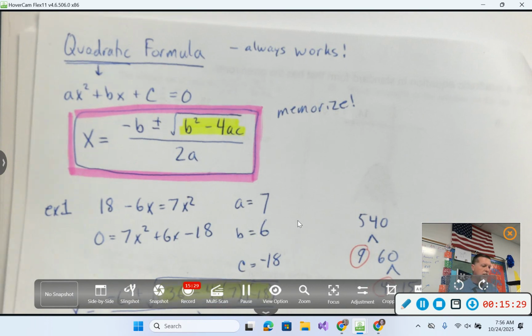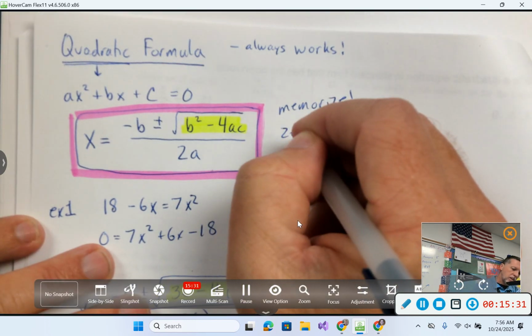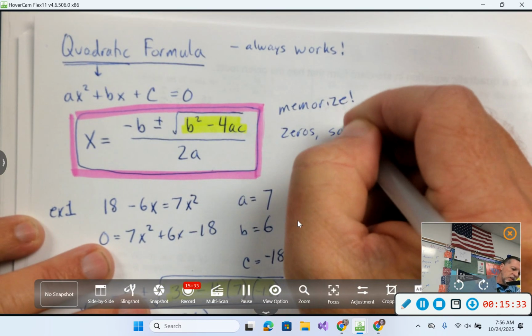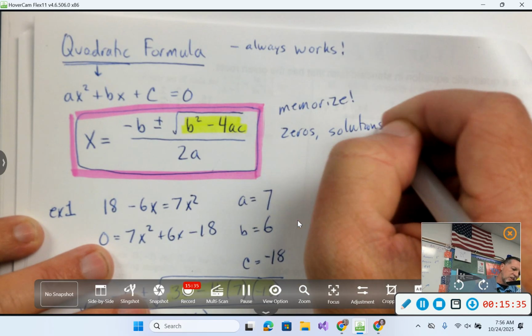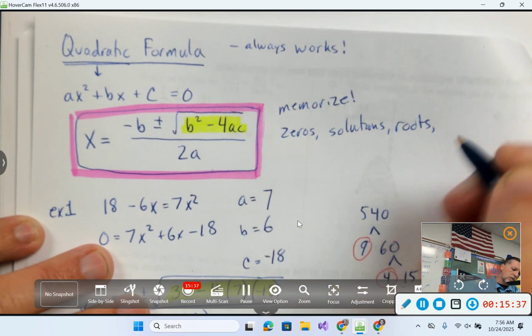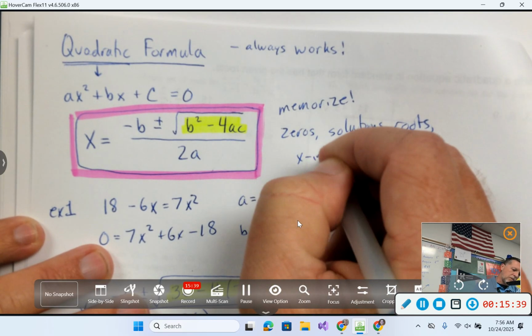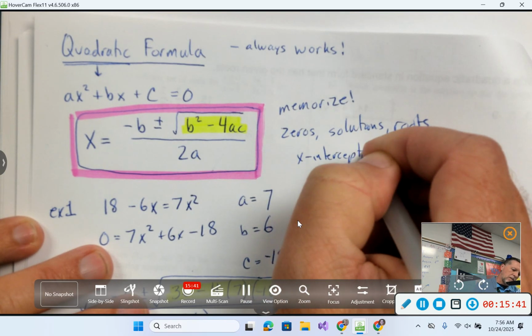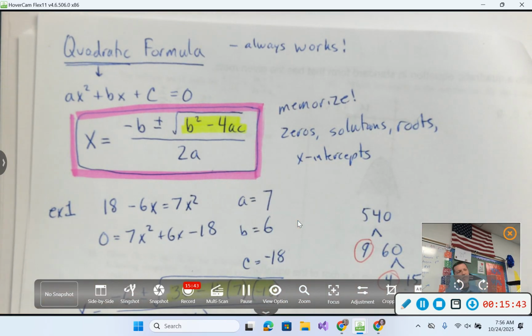That whole thing tells us the zeros. Zeros, solutions, roots, x-intercepts. Good reminder. All of those things are the same thing, and the quadratic formula tells us those things.